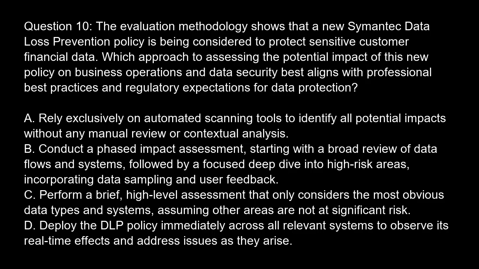Option B. Conduct a phased impact assessment, starting with a broad review of data flows and systems, followed by a focused deep dive into high-risk areas, incorporating data sampling and user feedback. Option C. Perform a brief, high-level assessment that only considers the most obvious data types and systems, assuming other areas are not at significant risk. Option D. Deploy the DLP policy immediately across all relevant systems to observe its real-time effects and address issues as they arise.